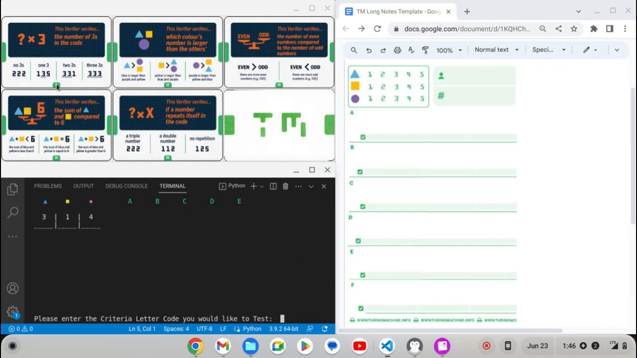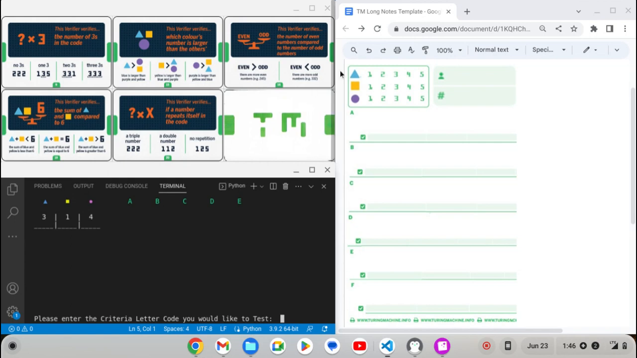On the grid above, we've got our 5 criteria cards. On the top row, we've got criteria card A, criteria card B, criteria card C. And on the bottom row, we've got criteria card D and criteria card E. Criteria card A looks at our 3-digit solution, and the Turing machine will let us know how many of those digits have the digit 3. Are there no 3s in our solution? Is there 1, 2, or possibly all 3 of them are 3s?